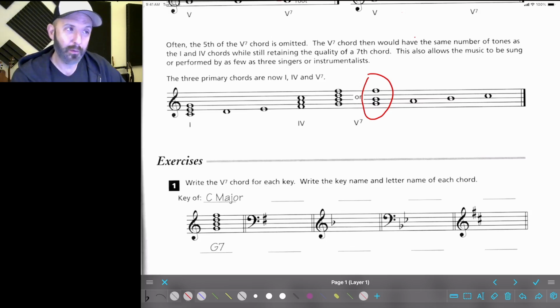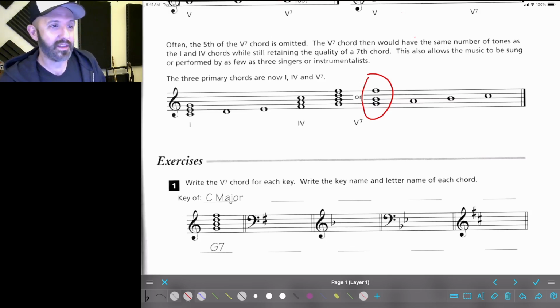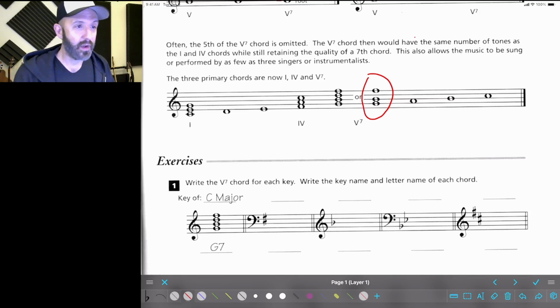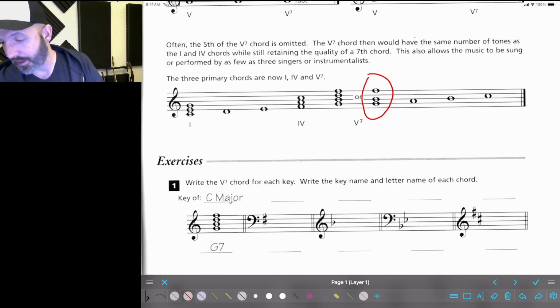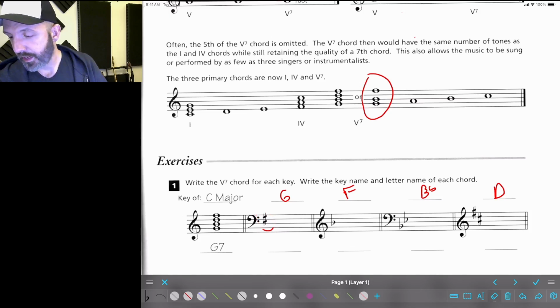All right, so going back to the idea of directions, that's like 3 tasks. Write the 5 chord for each key, write the key name and the letter name of each chord. So let's start with the key. They kind of conveniently set that up on top. So one sharp, we know that's G, we know that's F, we know that's B flat, and we know that's D. Okay, so that takes care of that.